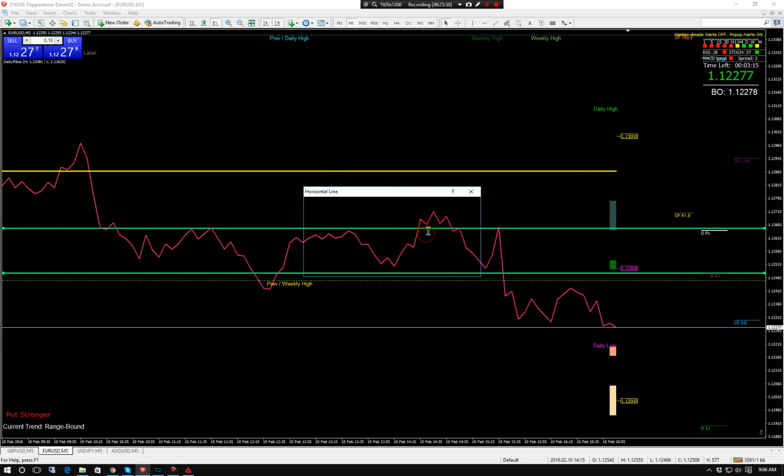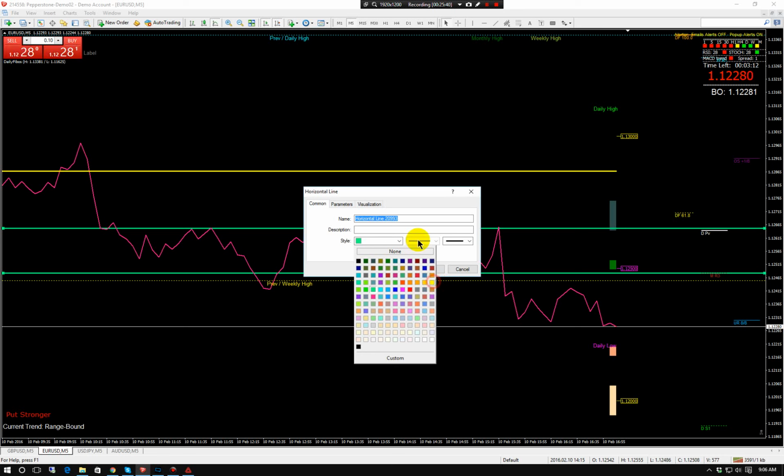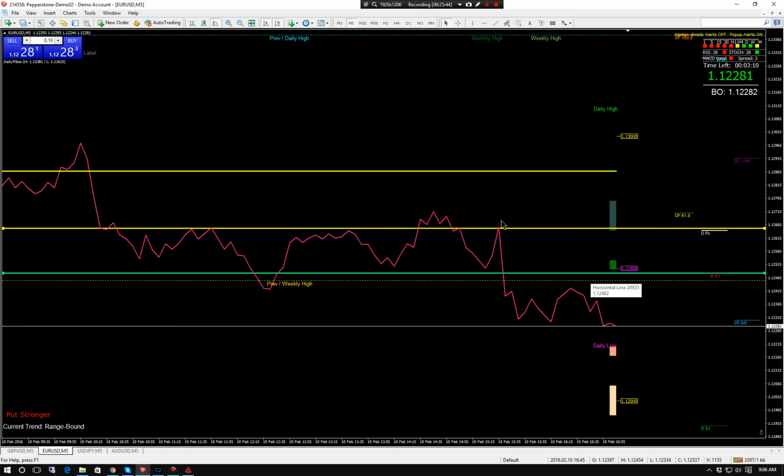So let's change this one. We're going to go with yellow for these. So the green one is an institutional. Yellow is going to be just plain old support and resist. See what we can find.